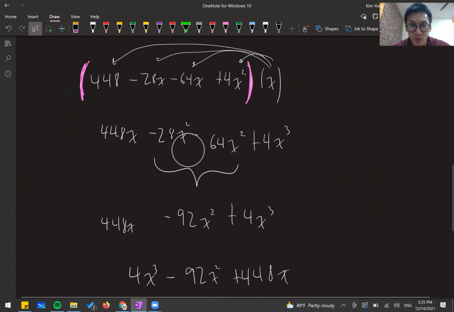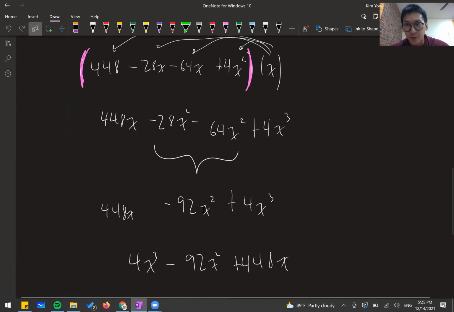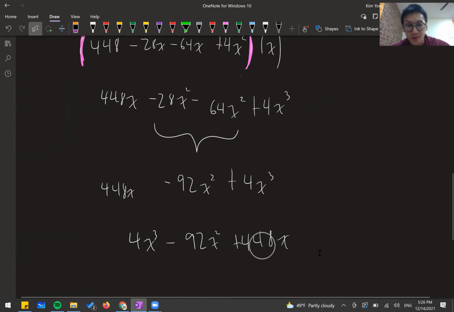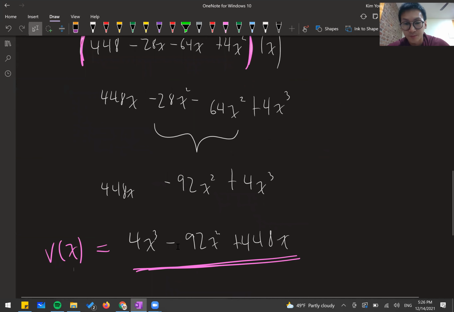Sorry, before this, we combined like terms, so the inner two terms, the x squared like terms. So this is a trinomial that I was talking about earlier. Then we can rewrite it. Since my handwriting is quite poor, I'll just read it. It's 4x cubed minus 92x squared plus 448x. So that's another way of expressing your volume.